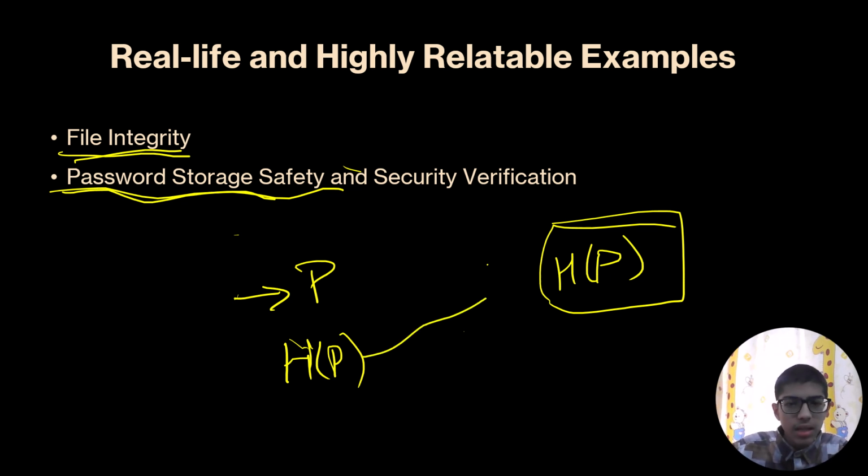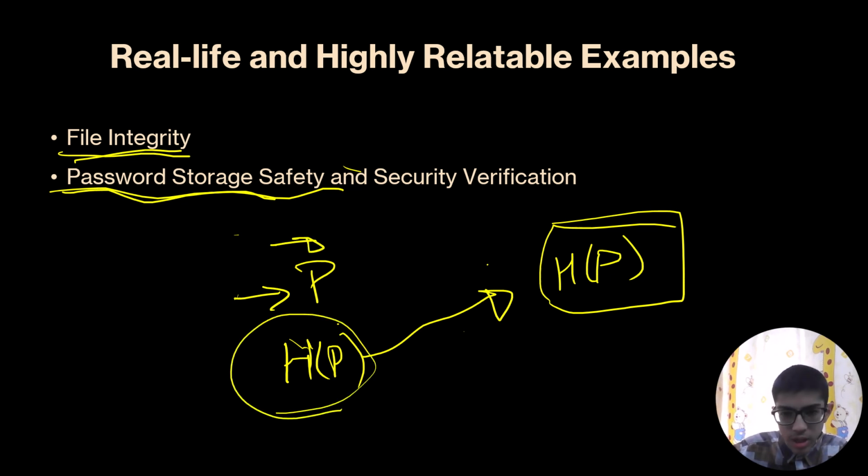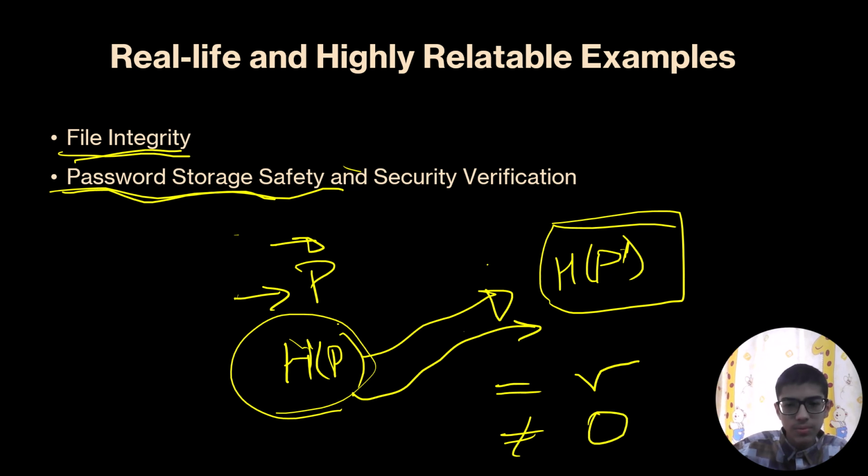The user enters P only, but the hash of P is the calculated one, and it is tallied with the hash of P dash that I already have. If they come out to be the same, then I grant the access, otherwise no. So that's all about hash functions.